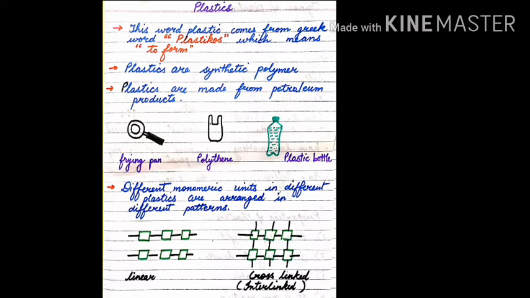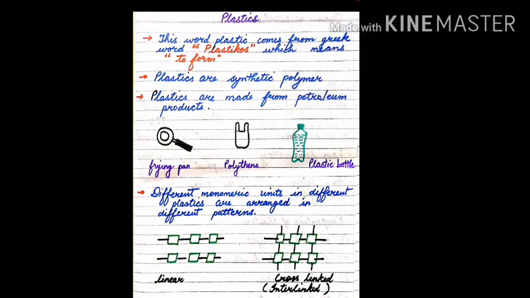We are surrounded by many things. We see many things around us, and various articles are made up of plastic which are available in different shapes and sizes. You can see in the picture also the handle of this frying pan, polythene, and this plastic bottle. These all are made up of plastics.